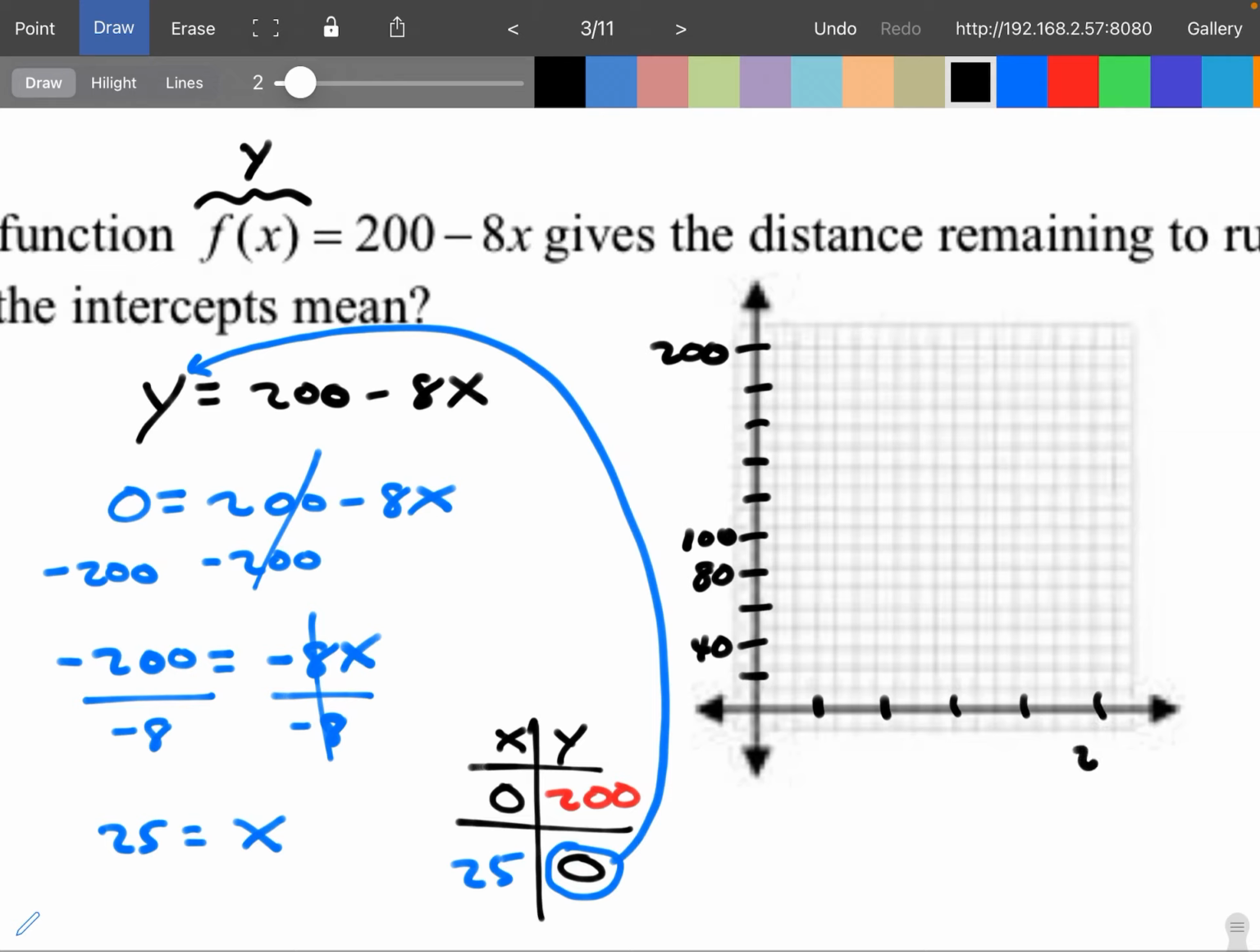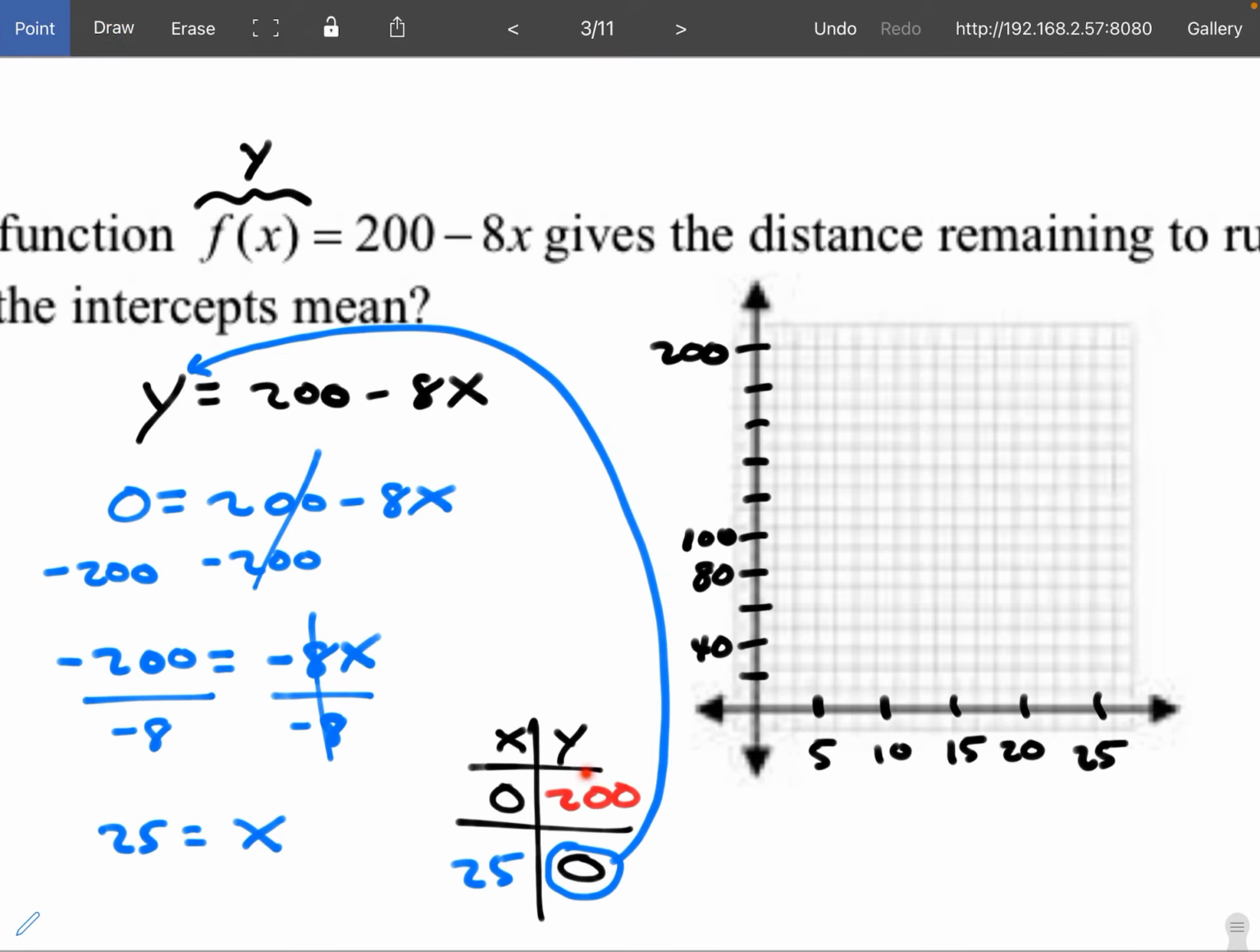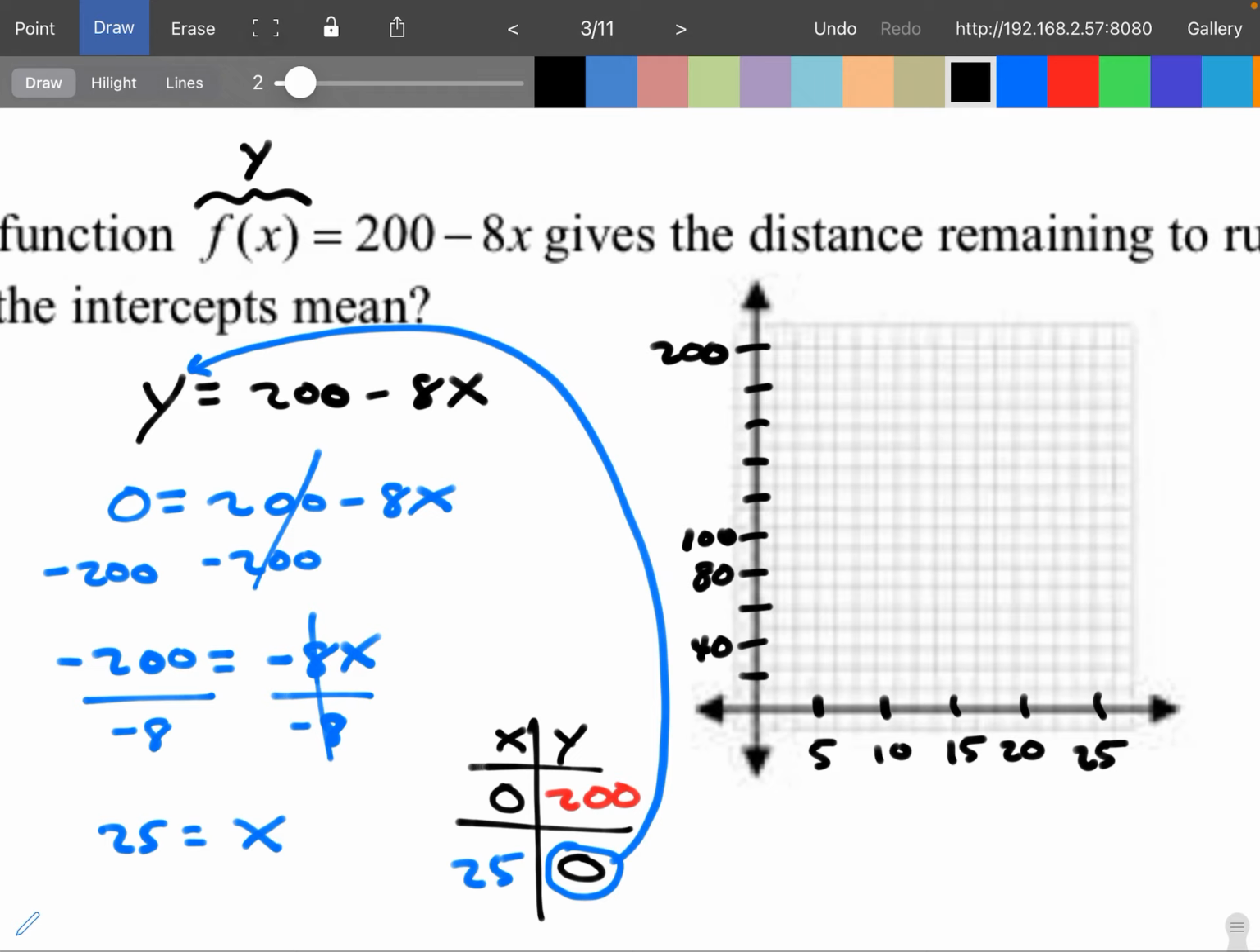All right, and then I got to get to 25, right? You can see that right here. So my largest y value I needed was 200. My largest x value I need is 25. So I got to get to 25 on the x-axis. So to do that, let's go by 5s. So I'm just going to go 5, 10, 15, 20, 25. So that's 25. And then hopefully you guys heard me. I'm counting by 5. So that's 5, 10, 15, 20.